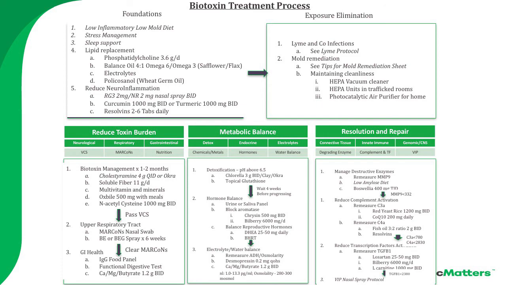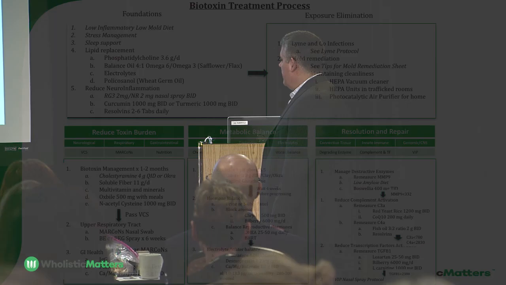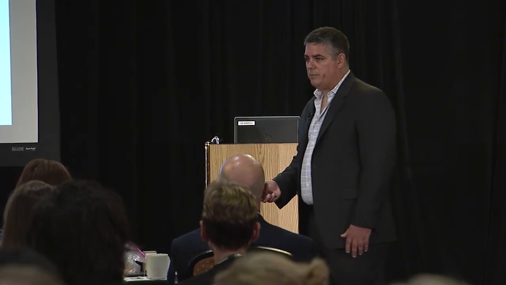So we stop degradation of their enzyme substrates, so basically MMP9. We restore normal innate immune response with C3A, C4A, and TGF-beta1. And then we work on their central nervous system and their genomics with VIP. All of this then becomes part and parcel to restoring normal physiology in this patient population.